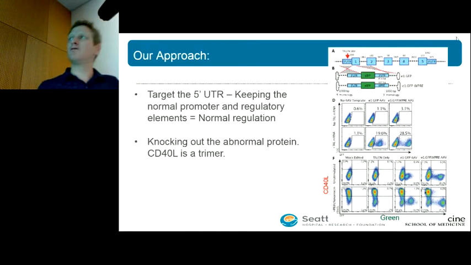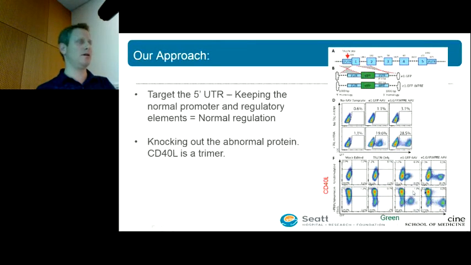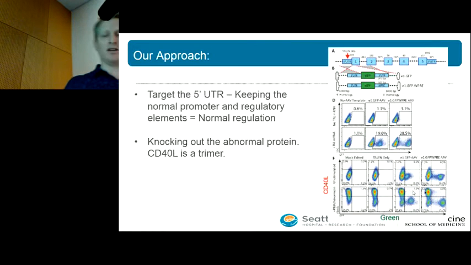This is just to show that we're actually able to knock out the gene. In this case, we used a template with just a green marker, nothing else in there. You can see that if you take cells and infect them, you get some green cells. And when you activate these green cells, you don't get any CD40 ligand, which should be here, which means that we're able to knock out the normal gene and the normal protein.